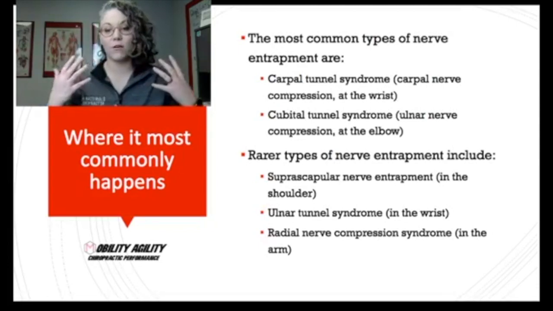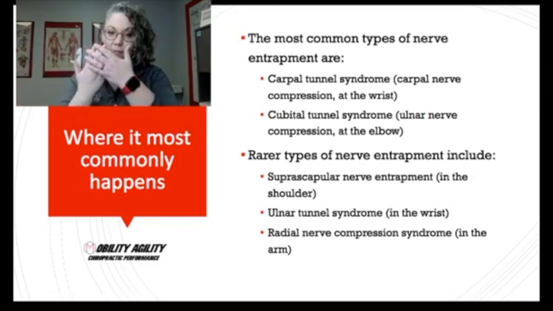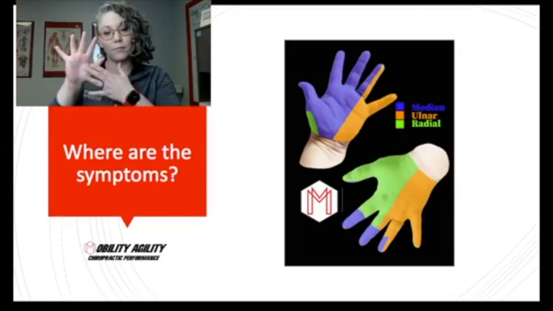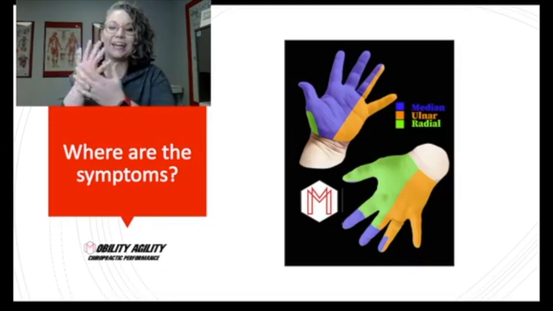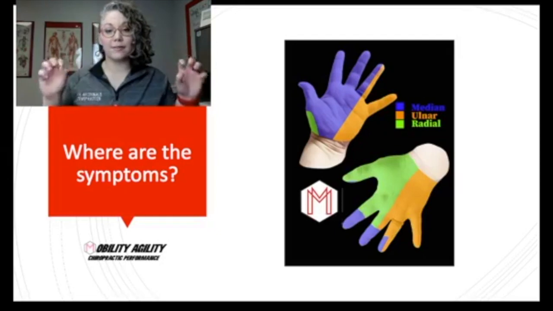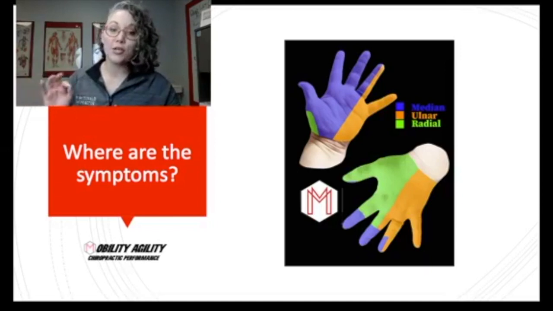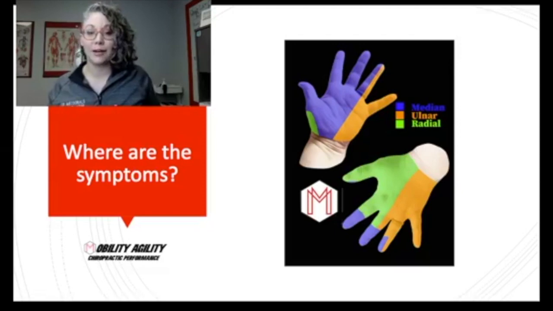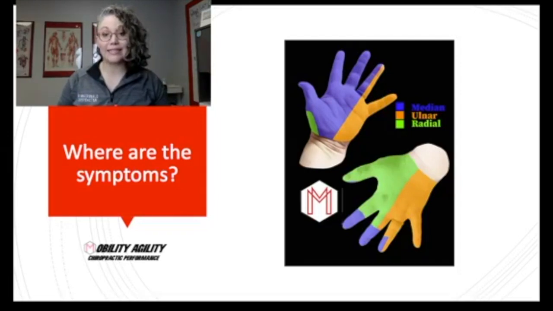Now, a little bit more of a rare type of compression is our radial nerve compression, and that's the back of the hand. So we can kind of see this here. We have blue for median, orange for ulnar, and green for radial. Those are where the numbness and tingling occur. You might be going, well, my whole hand is numb. Well, not just one nerve has to be affected. You can have multiple nerves entrapped at the same time, which is incredibly frustrating when you're trying to figure out what you need to do for treatment to get better.